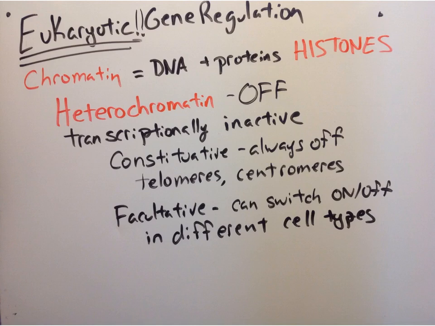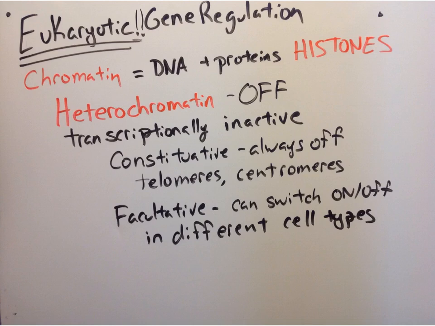Chromatin is the combination of DNA and the proteins that it's wrapped around. Those proteins are called histones, and the histones can get different chemical modifications that allow that stretch of DNA that's wrapped around them to be either expressed and on or silenced or off.